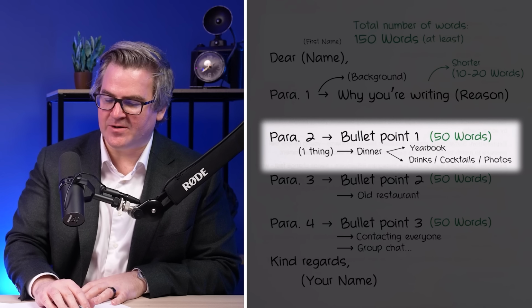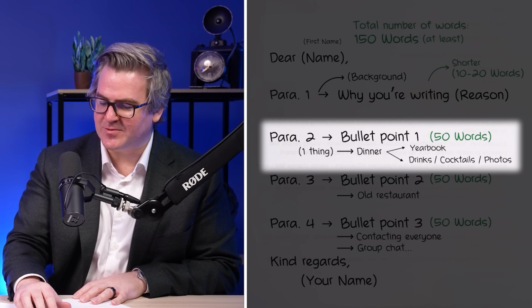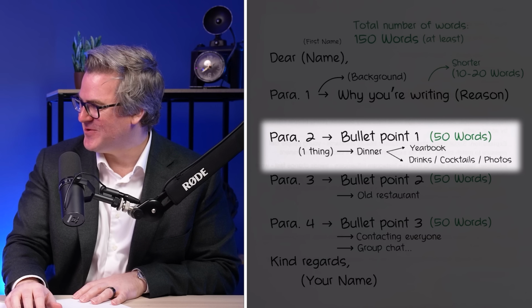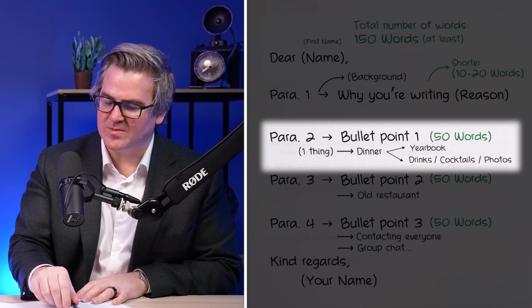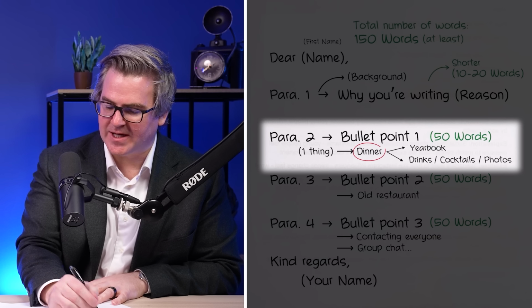What we want to avoid is writing just a list of stuff. So you don't want to say, let's go for dinner, we'll look at the yearbook, then we'll have some drinks, could even have cocktails, then we'll take some photos. So it's just like a shopping list of stuff. So it's better to make sure that it's related to the dinner. So what I was thinking of, I'll not tell you what to write, but just tell you what not to write rather than tell you what to write.